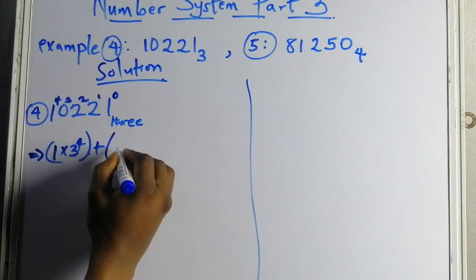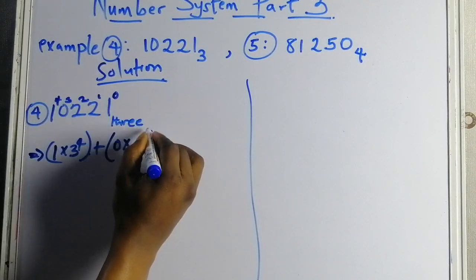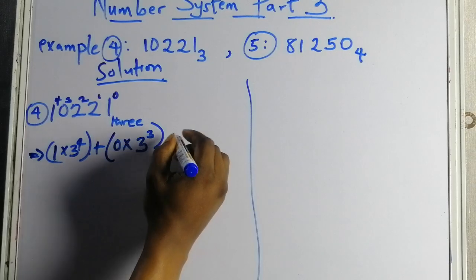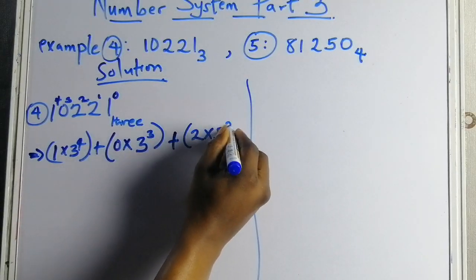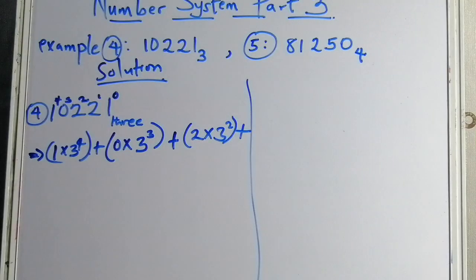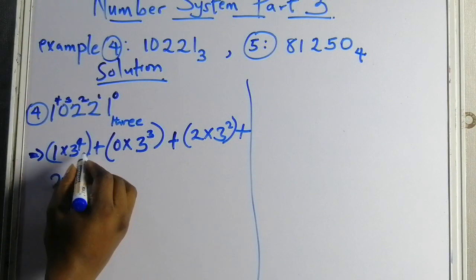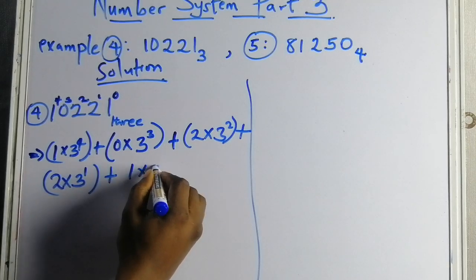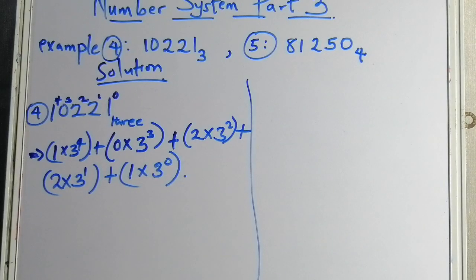So then the next one will be 0 times 3 raised to power 3. Then you have your plus, that will be 2 times 3 raised to power 2, plus 2 times 3 raised to power 1, plus 1 times 3 raised to power 0. So what are we trying to do?